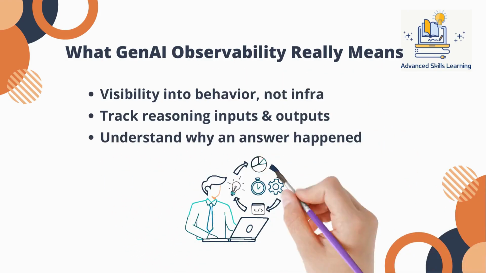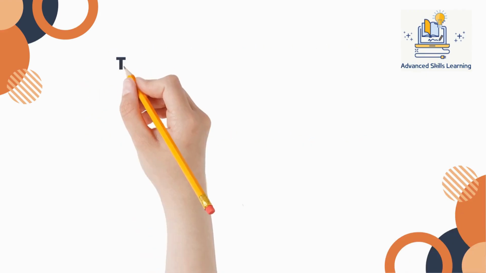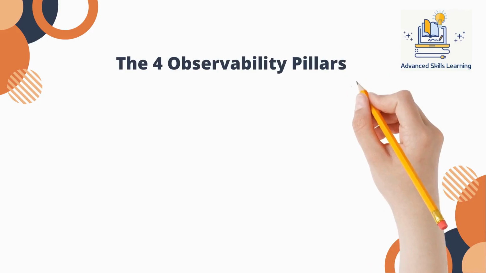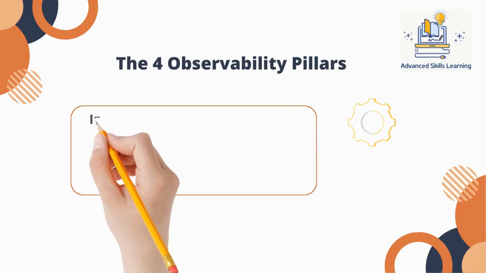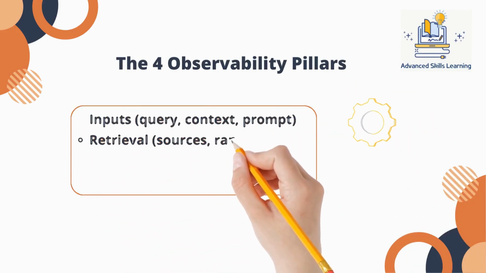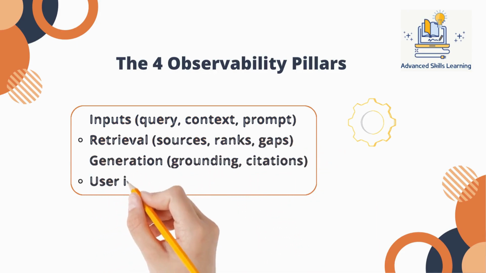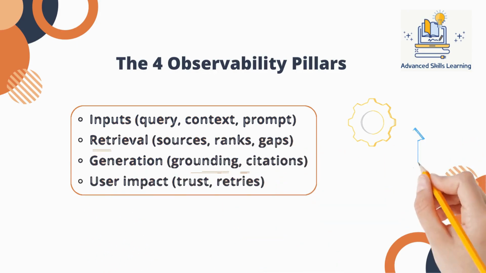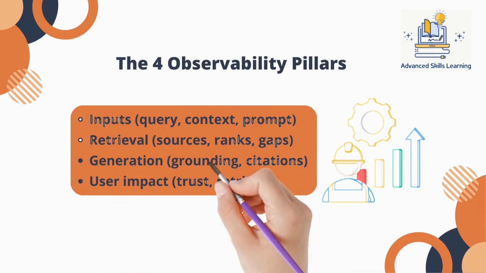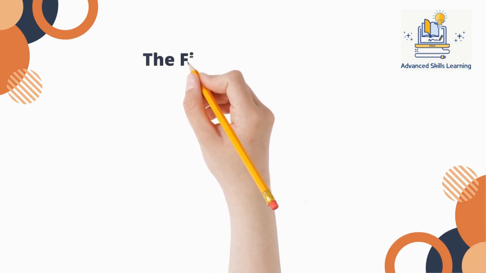A useful way to think about this is through the 4 observability pillars: inputs, retrieval, generation, and user impact. Observability lets you see what the model saw, and what it never saw. Retrieval observability deserves special emphasis. If the right document never made it into context, the model never had a chance to succeed. On the generation side, observability helps separate reasoning from guessing. These behaviors are not noise, they are observability signals. Ignoring them means flying blind.